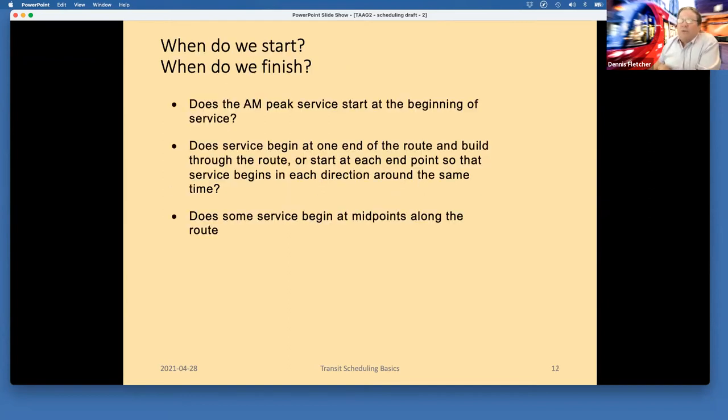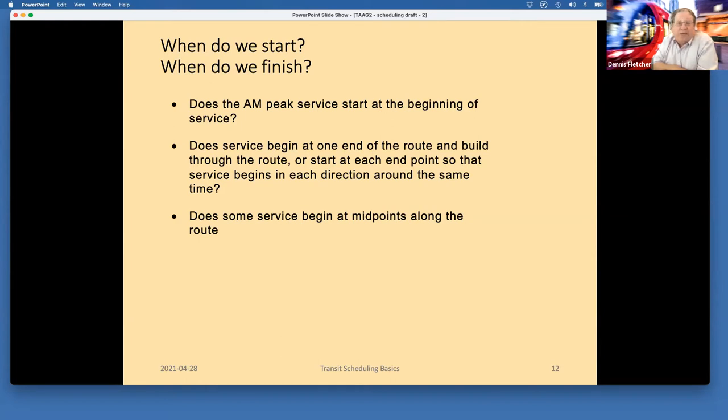So when do we start? When do we finish? Start and finish times are also the domain of service planners and are set based on a balance of demand patterns and financial constraints. In many smaller systems with pulse schedules meeting at a common terminal, service typically starts at the same time on each route. But in larger systems, routes may start and finish at different times. Start and finish times not only refer to the start and finish of the service in the morning and at night. Schedulers also need to know when service levels change throughout the day, like at the end of the AM peak hour or the start of the PM peak hour.